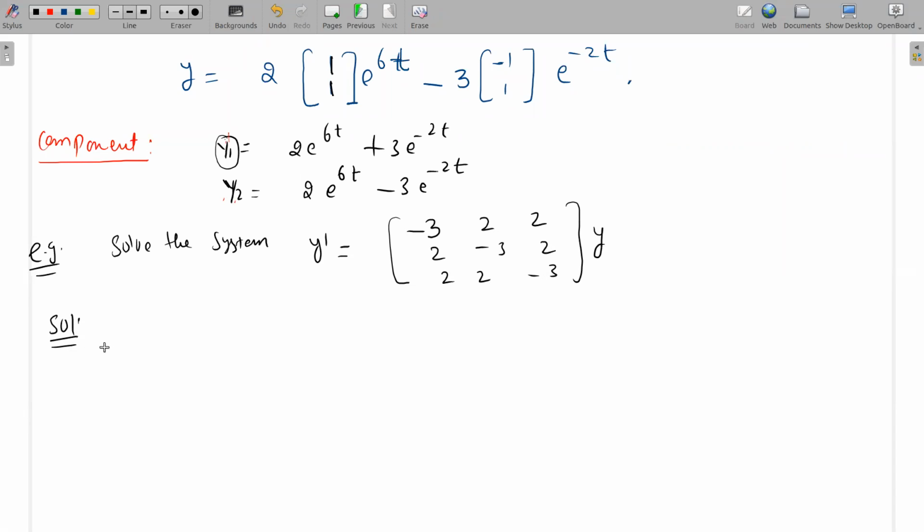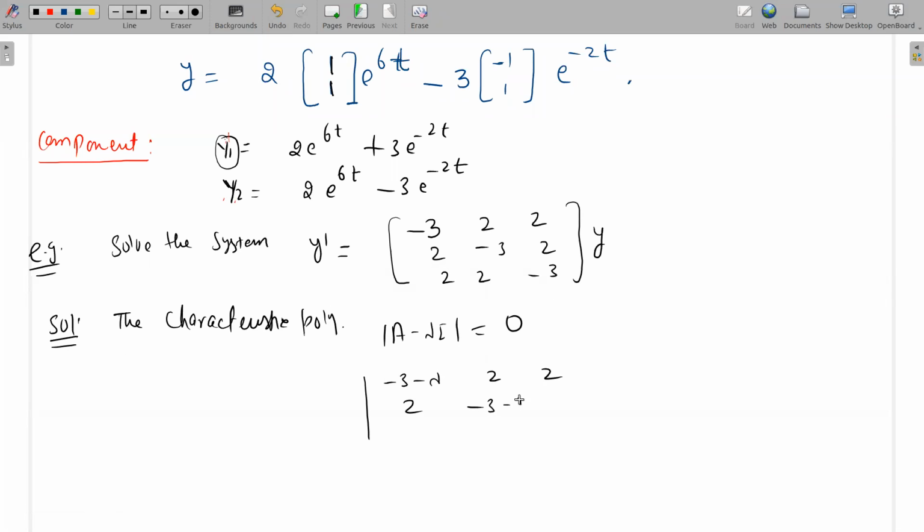So to find eigenvalues and eigenvectors, I will skip the calculations. I hope you have studied this in college or somewhere else. So everyone knows how to find eigenvalues and eigenvectors. Okay. So firstly, we find the eigenvalues. So the characteristic polynomial, that is determinant of A minus lambda I equal to 0. So minus 3 minus lambda, 2, 2, 2, minus 3 minus lambda, 2. I is an identity matrix of order 3.